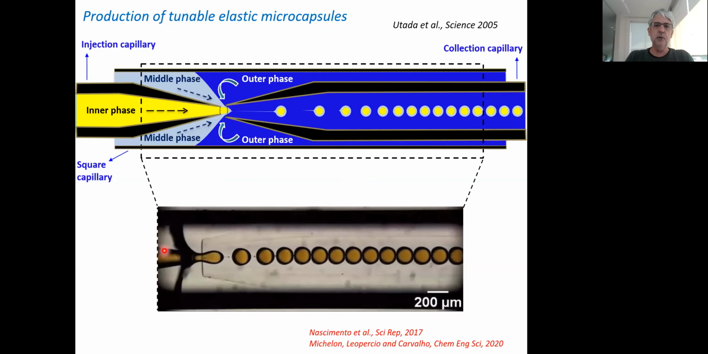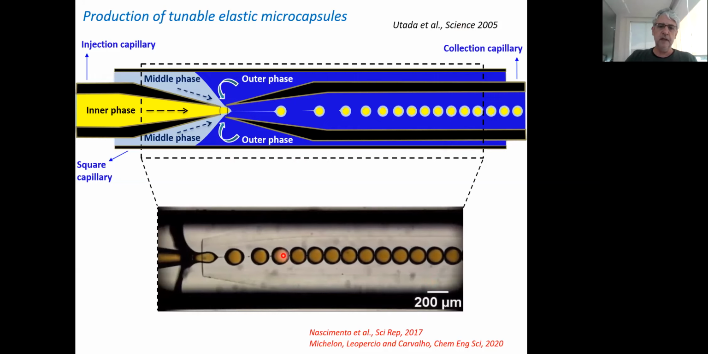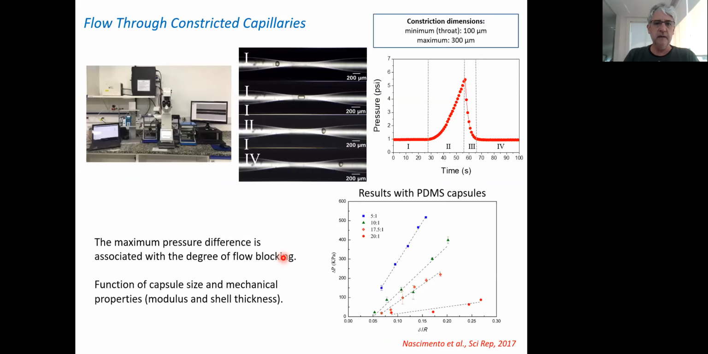We make these tunable elastic microcapsules using a double emulsion template, using a capillary device as described by Utada et al. From the double emulsion, we cross-link the middle phase, which is the polymeric phase. By the degree of cross-linking and the thickness of the shell, we can control the mechanical properties of the produced capsules. We get these capsules and flow them through constricted capillaries, which serve as a model of a single pore throat of our porous media.